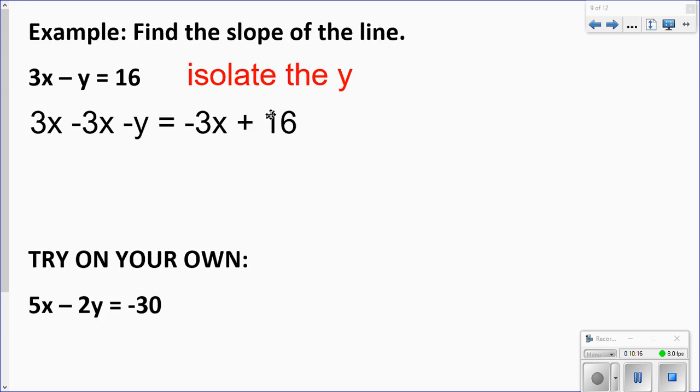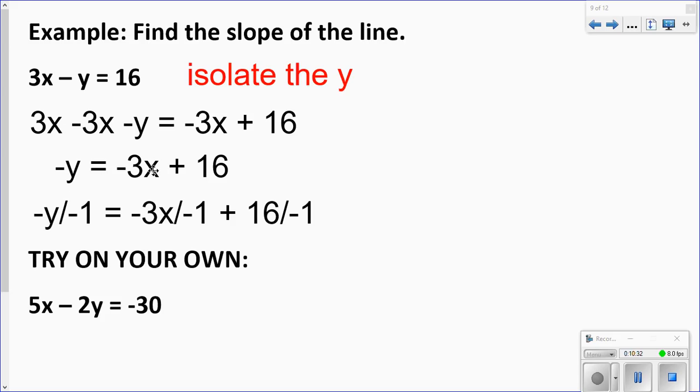I'm not going to be able to simplify this side, so I just have to leave it here. But these 3x cancel out. So I'm left with negative y equals negative 3x plus 16. So we are pretty close to slope-intercept form already. The only thing is that we have a negative y. I need to get rid of that. So I'm actually going to divide every single term by negative 1. You could also multiply every single term by negative 1, and it would work.